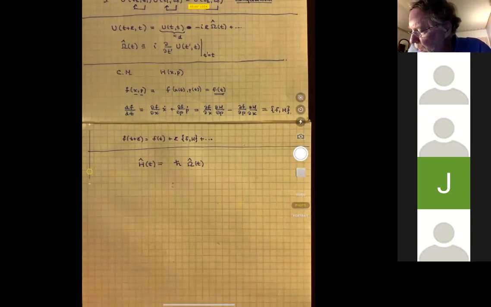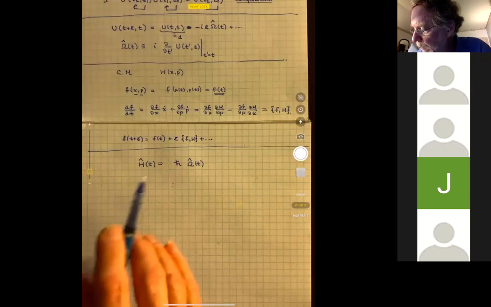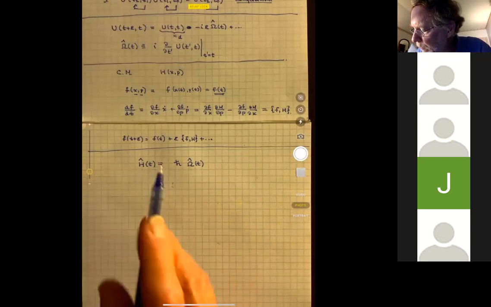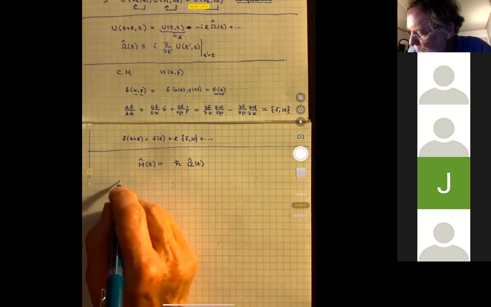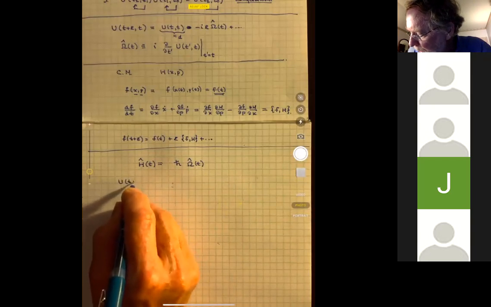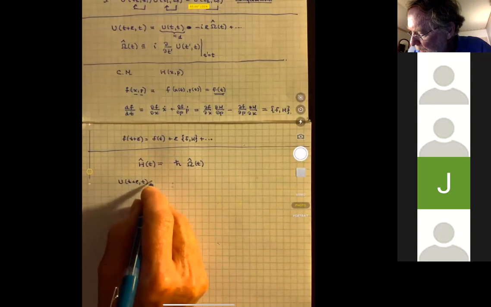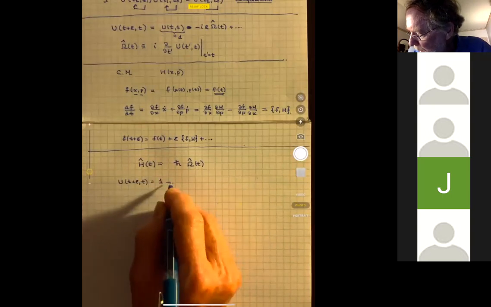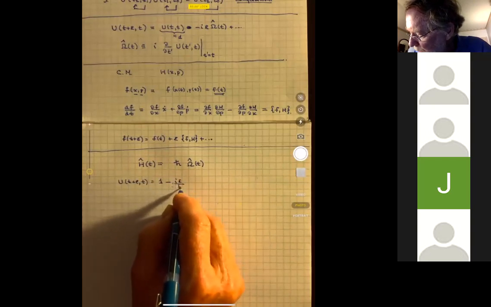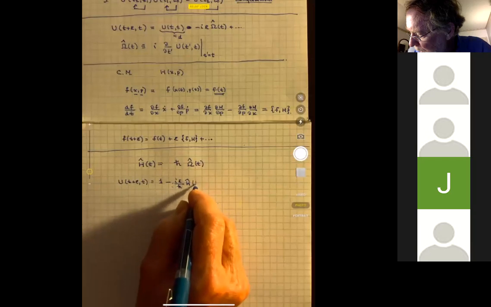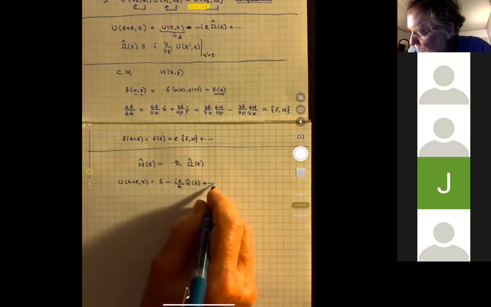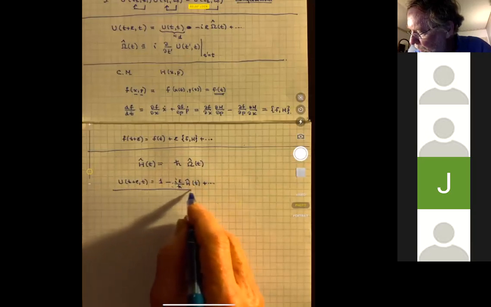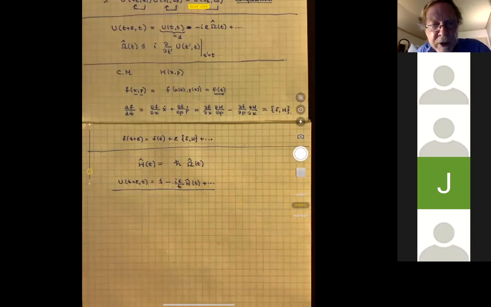Okay. So this gives us a definition of the quantum Hamiltonian in terms of the generator. What it means is that U of t plus epsilon comma t is equal to the identity 1 minus i epsilon over H bar times H hat of t, plus higher order terms. This is the earlier version of the expansion of the unitary time evolution operator for small time, now expressed in terms of the quantum Hamiltonian.